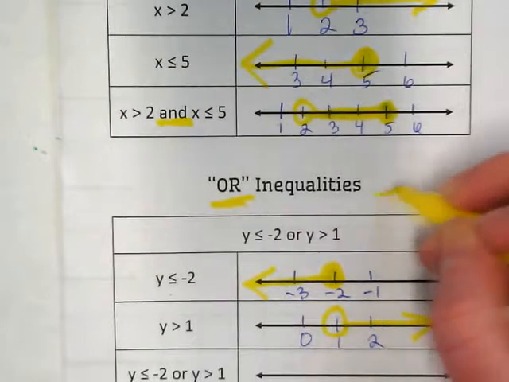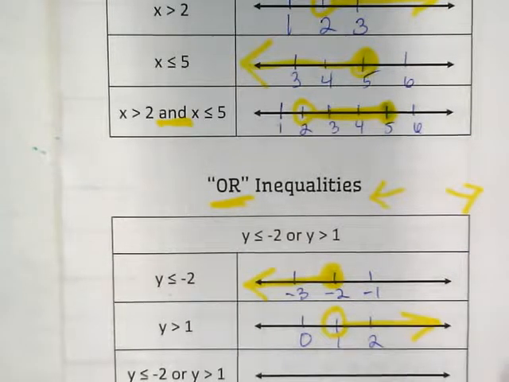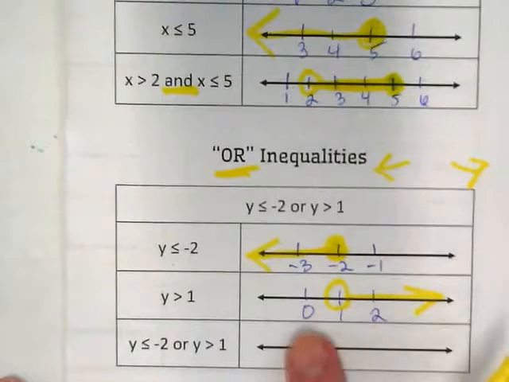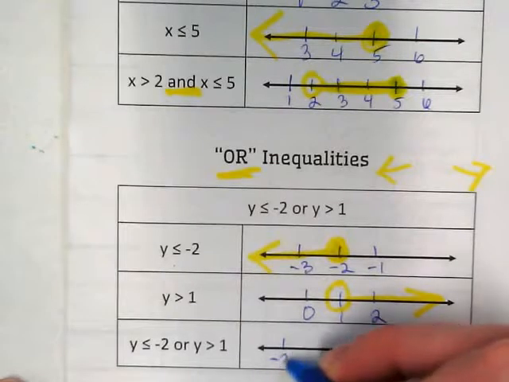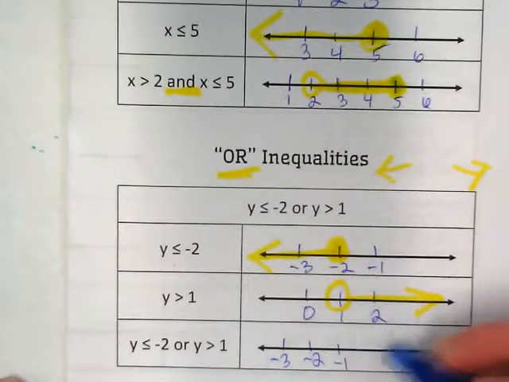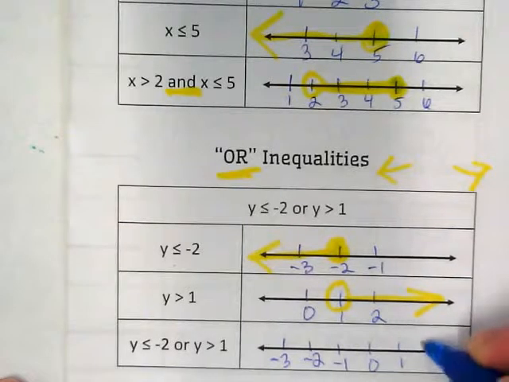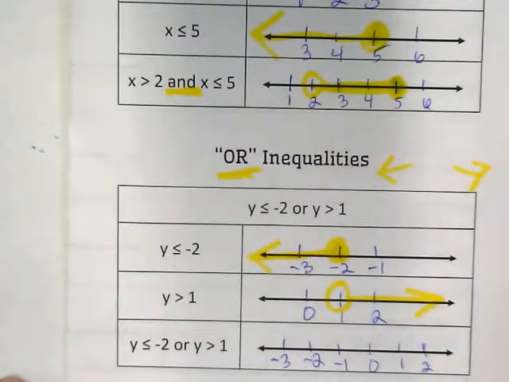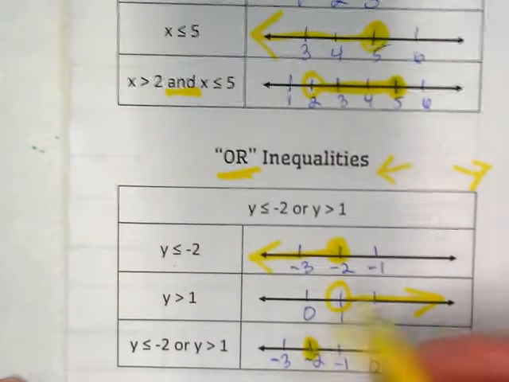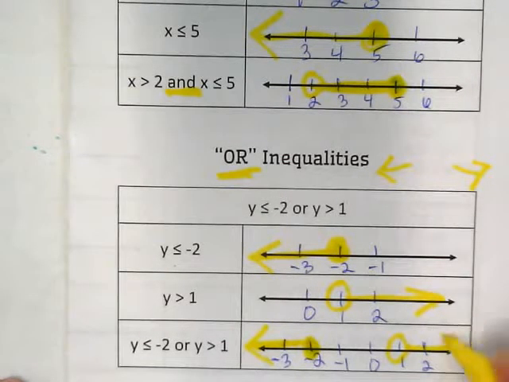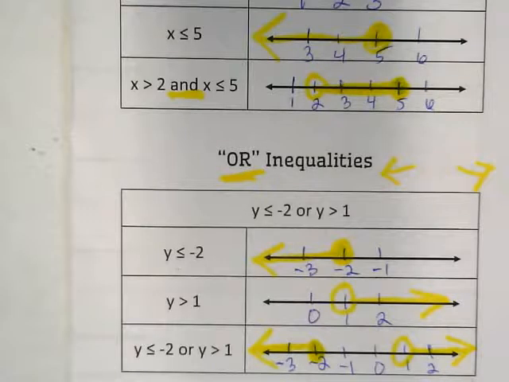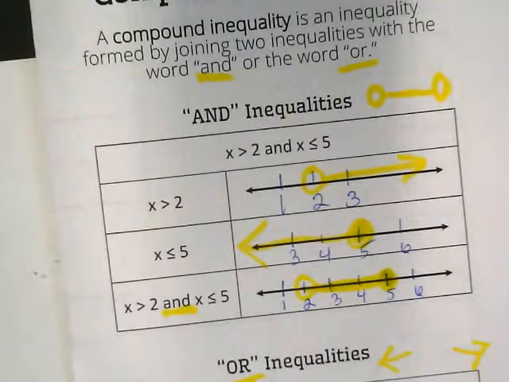And these always remind me of signs that kind of go all different directions, because on the number line, as you can see, there's going to be a gap in the middle that doesn't have a combined area. So if we start with negative 3, negative 2, negative 1, 0, 1, 2. The first part of our compound is repeating this negative 2 to the left. And the second part is the y is greater than 1. And it goes to the right. So that's what "and" and "or" inequalities can look like.